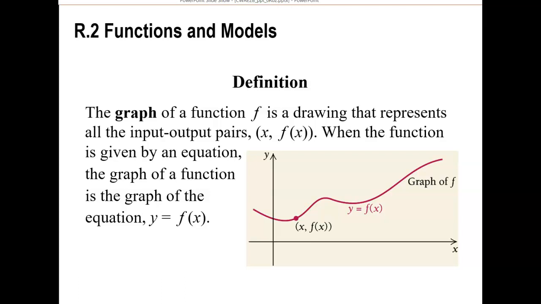All right, moving on here to graphs of functions. The graph of a function is a drawing that represents all of the input and output pairs. So all the values of the domain paired up with each corresponding value of the range as an ordered pair. If you plot all of those points and connect the dots, that's what a graph would be. So when the function is given by an equation, the graph of the function is the equation y equals f of x. So it shows a pattern.